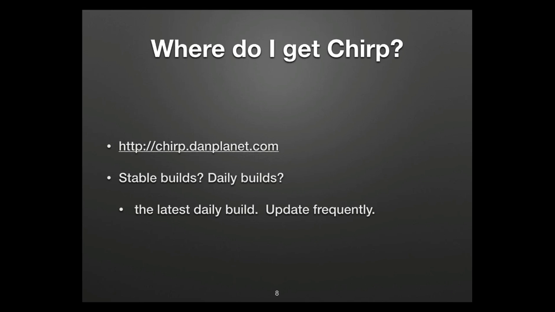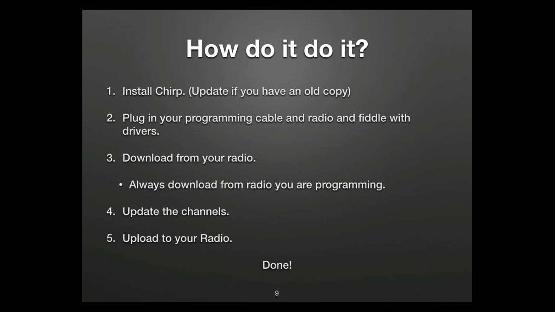And I'll talk a little bit more about what to do if your radio isn't supported, and there are a couple of different ways of going about that. So let's assume your radio is supported. What do you do? Well, you install CHIRP, or you update it, and you plug in your programming cable and you fiddle with drivers, and that's the part that sort of frustrates me the most. And I'll go into this a bit later.